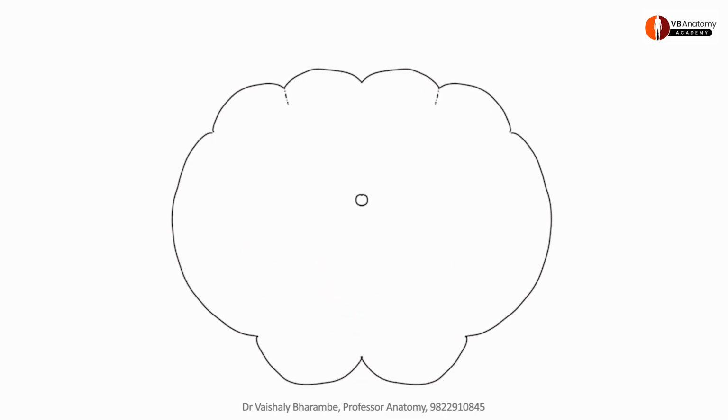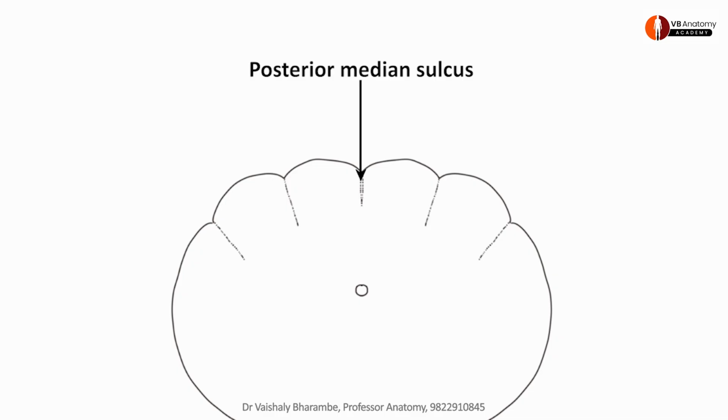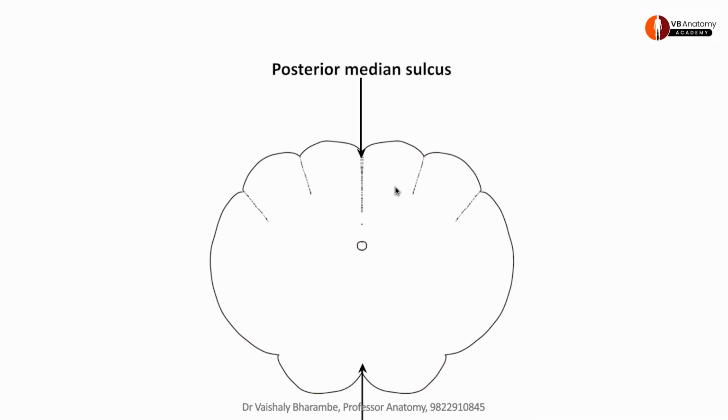Get oriented. Now begin to separate the two white matters. In the midline, posterior median septum will be seen. So this here is your fasciculus gracilis. This here is your fasciculus cuneatus.